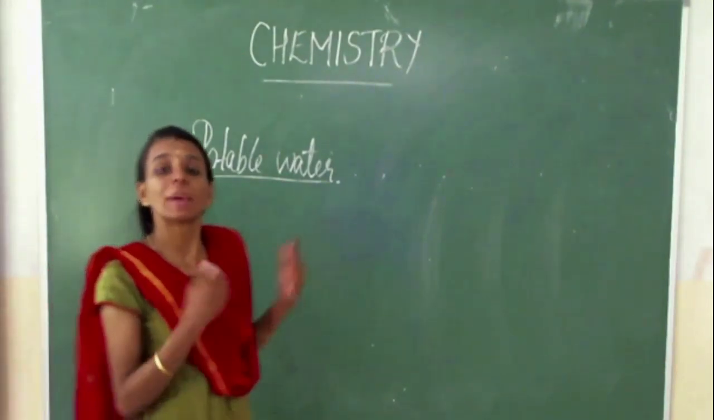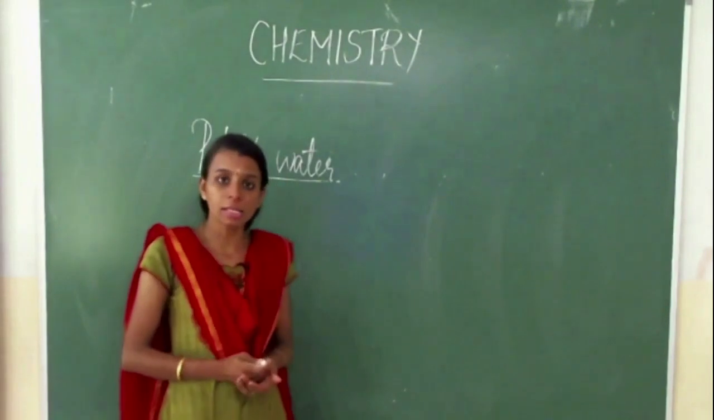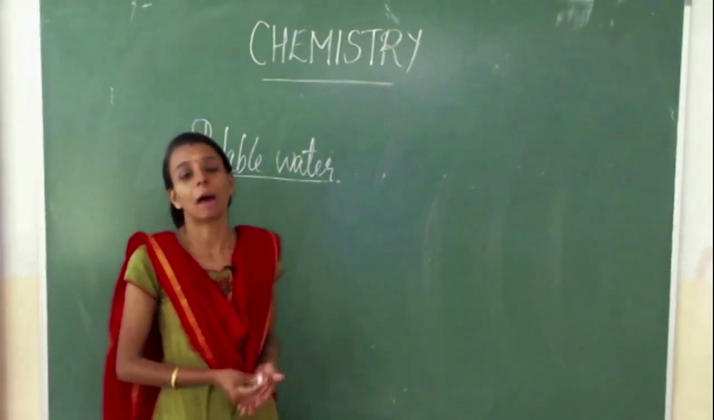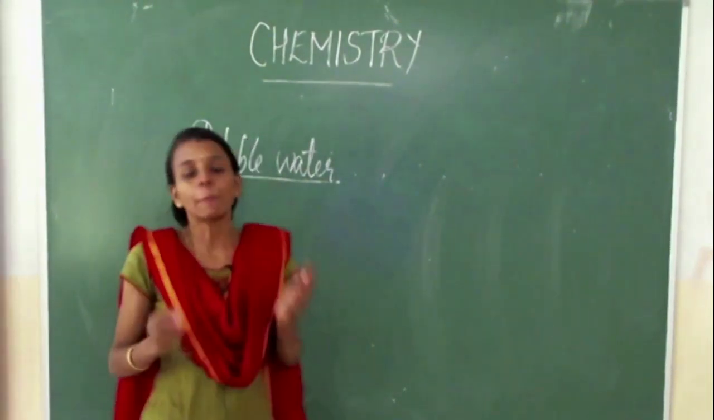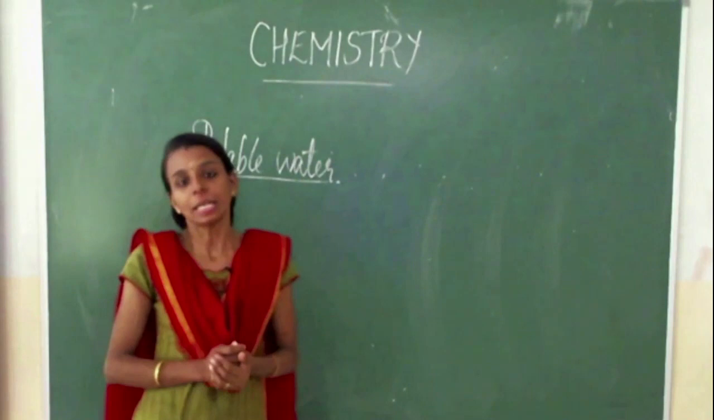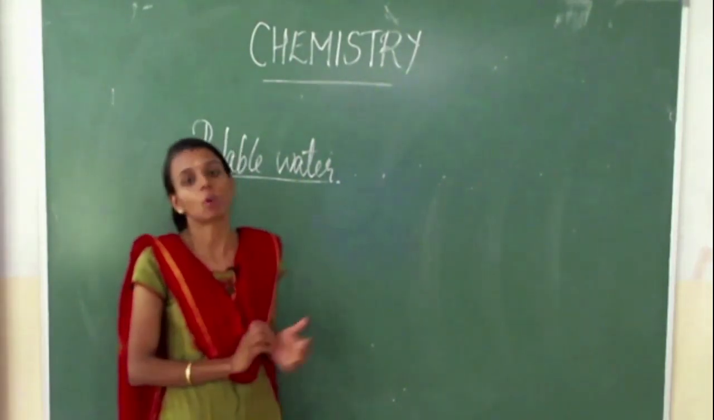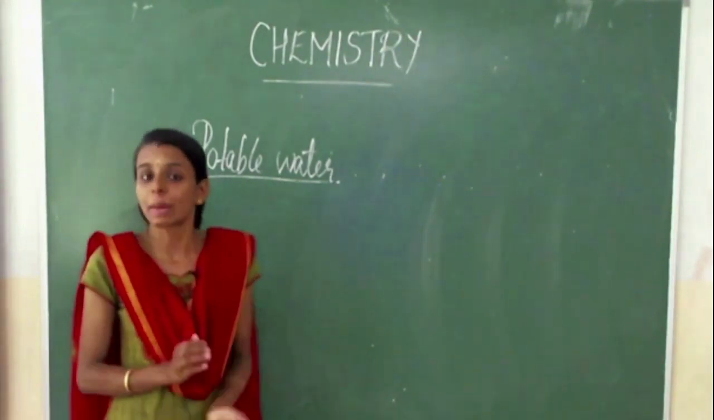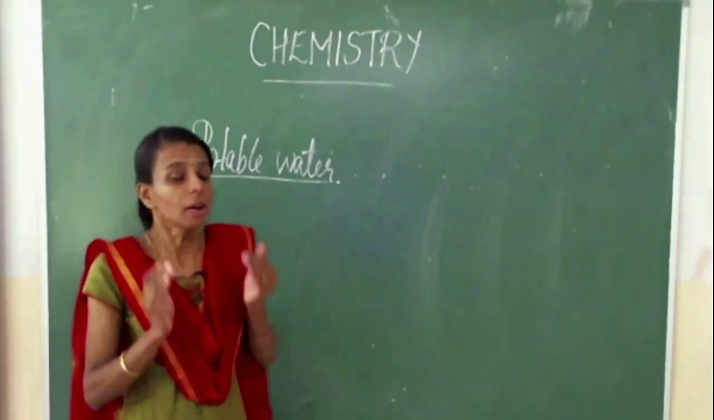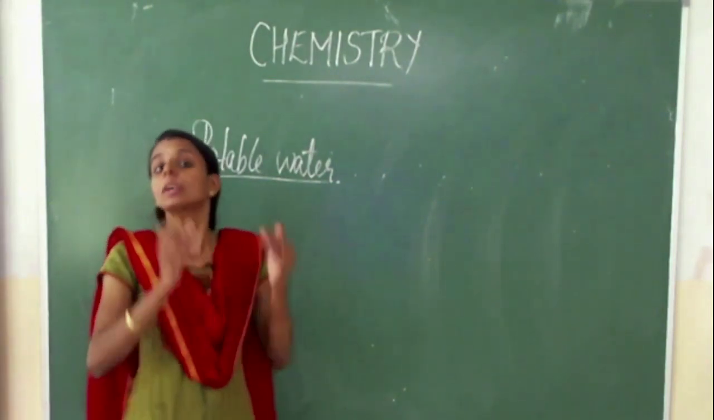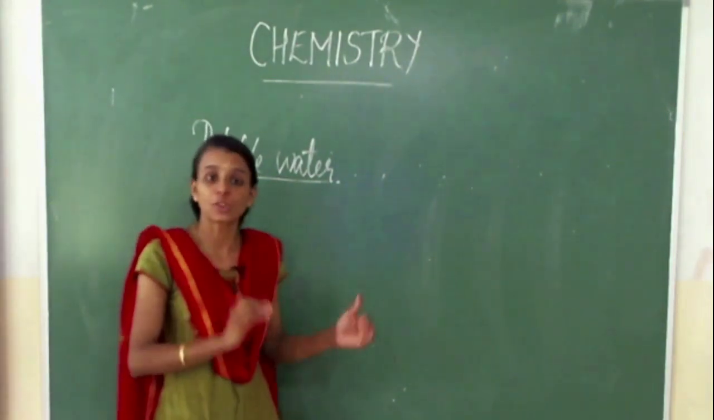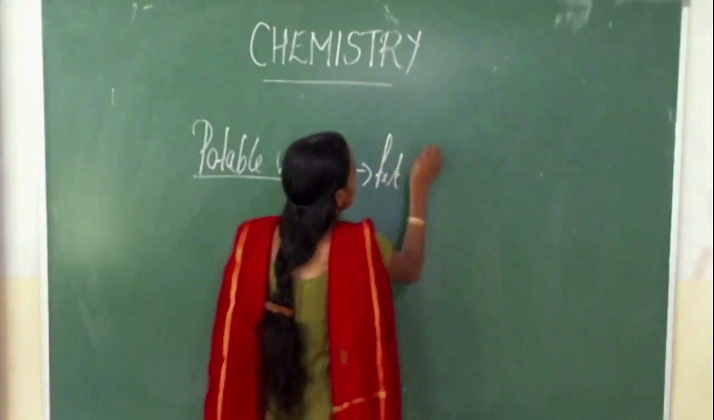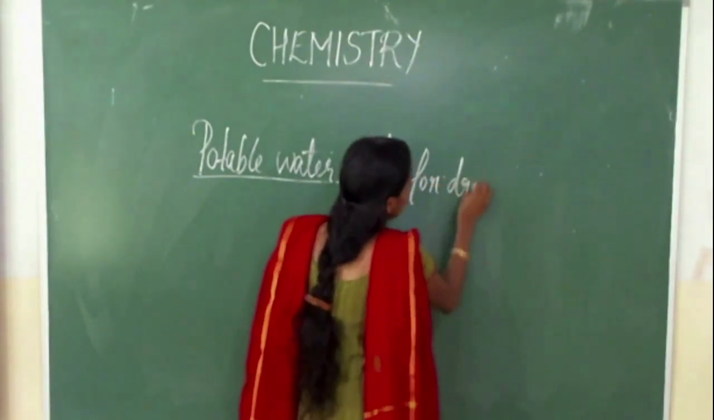The potable water should be colorless, odorless and tasteless, and it should be free from harmful bacteria and germs. The potable water should be free from unwanted substances. These are the main characteristics of potable water. Before this, we discussed what is the meaning of potable water. What is the meaning of potable water? Water fit for drinking purpose or water suitable for drinking purpose, that is known as potable water.